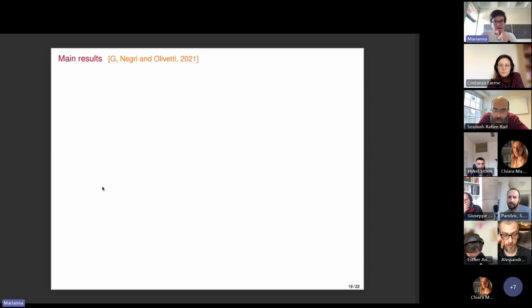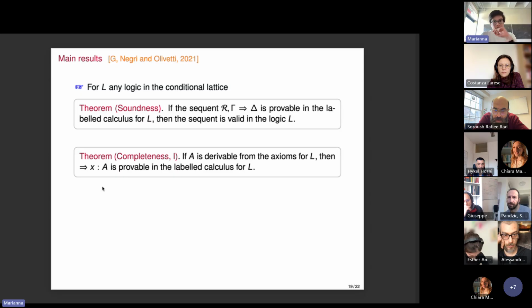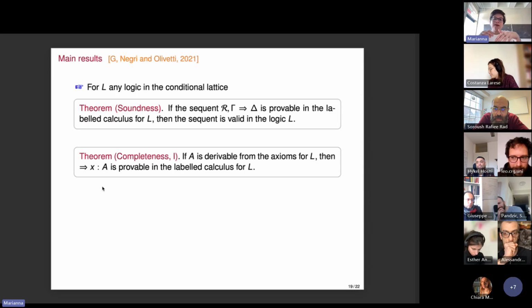What do we have as main results? Well, we have soundness and completeness. To prove soundness, you have to do a bit of work. I'm not going to show any of the proofs, don't worry. But if you want to prove soundness, your sequents don't really have a formula interpretation in the logic because of all the labels that you have added.